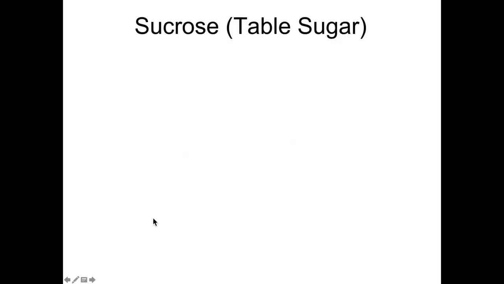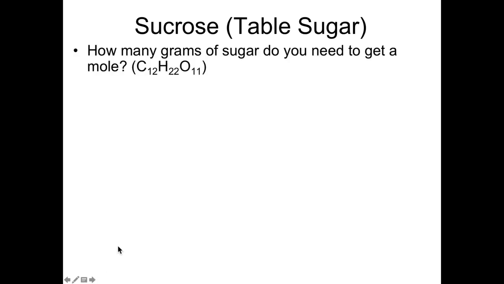So let's talk about sucrose, which is table sugar. What I want you to do is calculate how many grams of sugar you need to get 1 mole. So go ahead and pause the video, look at the masses of carbon, hydrogen, and oxygen, and try to calculate that. When you're done, start the video, and I'll have the answer. All right. So the total is going to come to 342.30 grams.